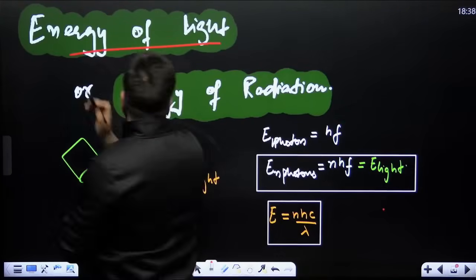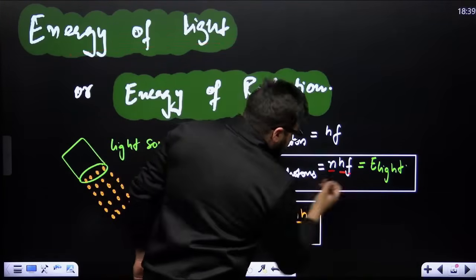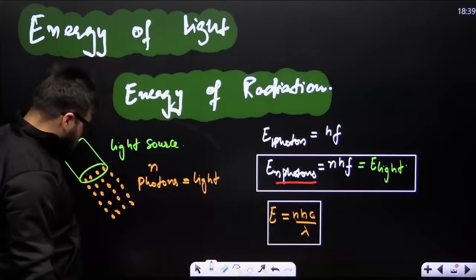Now, when it comes to the energy of light, my dear NEET aspirants, the energy of light is simply nhf. Energy of light means the energy of n number of photons, a large number of photons. So you can further write it as nhc divided by lambda, because f is also c divided by lambda.